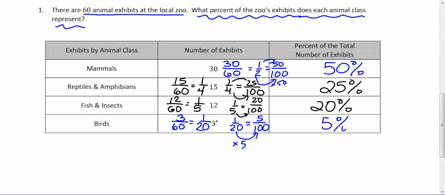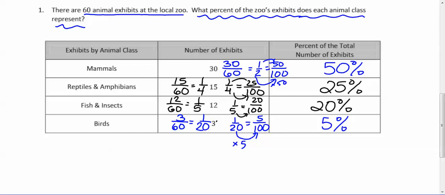5%. Now, I just want to show you one more thing. If this is accounting for all of the animals, these percentages should add up to what? 100, right? So we've got half of the zoo made up of mammals. Add another 25% that are reptiles and amphibians at 75%. You add another 20% of fish and insects. That's 95%, right? Throw in the other 5% birds, and you have 100% of your animals.